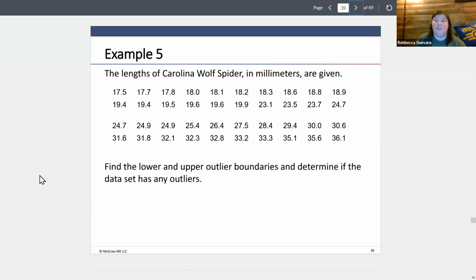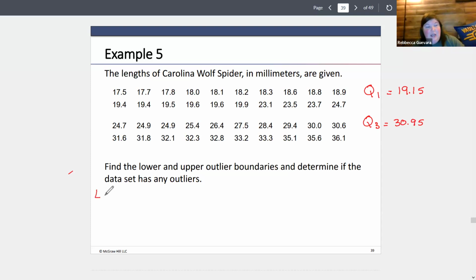So you're just finding the boundaries, and if you happen to find outliers, you find outliers, but you're going to look for the upper and lower boundaries and determine if the data set has any outliers. Hopefully you still have your Q1 and your Q3. This is more like what you're going to see, because this is going to be kind of messy. My Q1 was 19.15. My Q3 was 30.95.